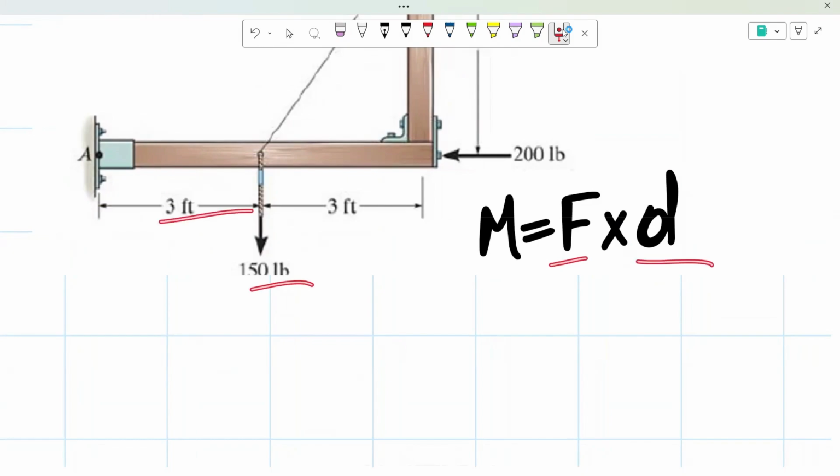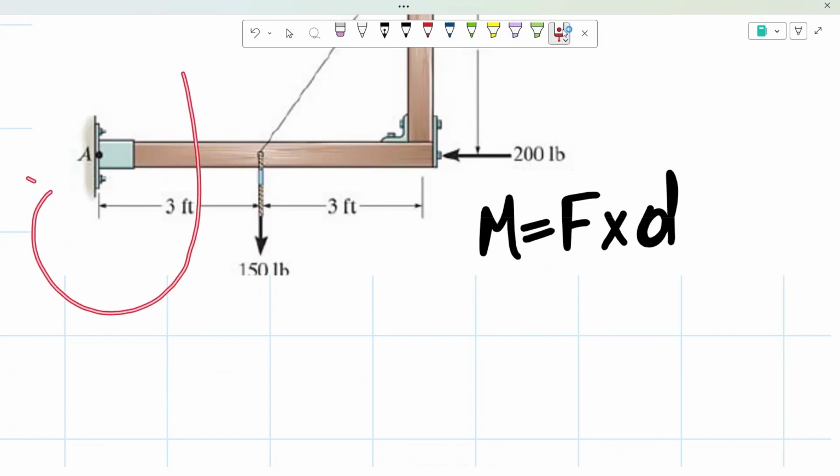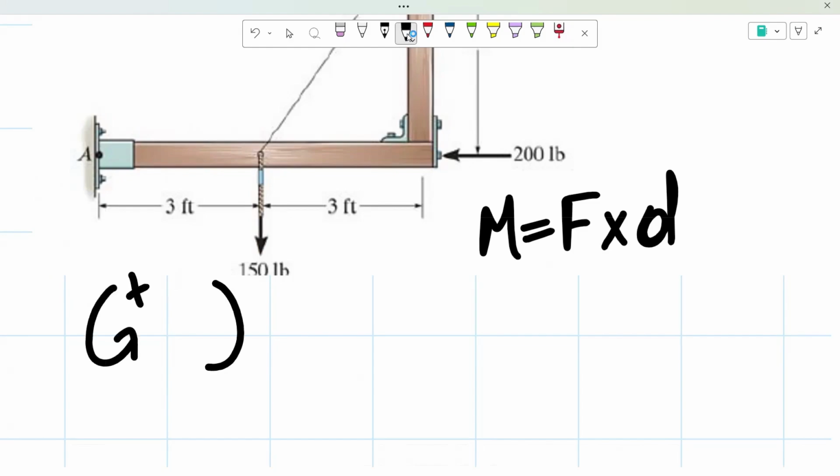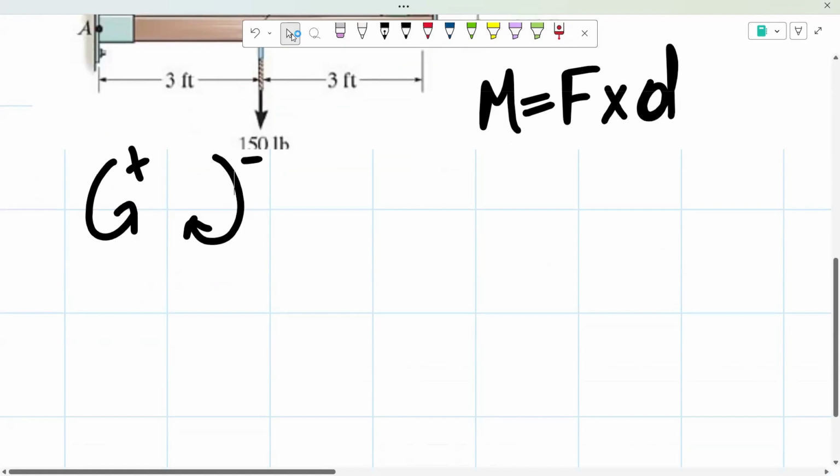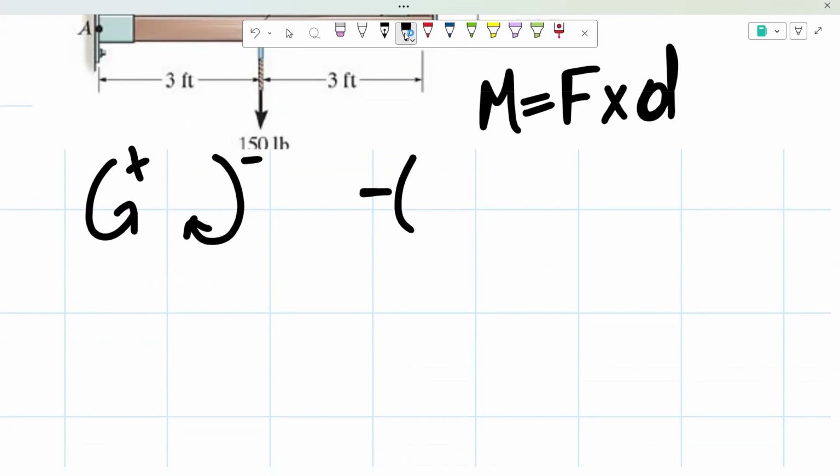So we know our force and we know our distance. Now we just have to figure out if that's going to be creating a positive or a negative moment. Since this is acting downwards, we know that's going to be creating a clockwise moment. And if you guys remember, for our sign convention of moments, counterclockwise is positive. That means clockwise would be negative. So here we're going to have a negative moment. So let's write this out. The 150 pounds is going to be a negative moment.